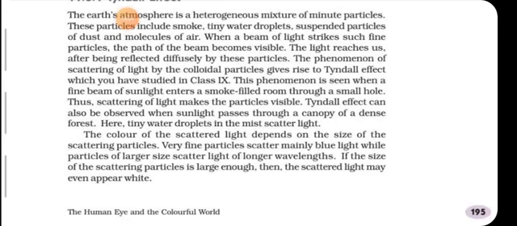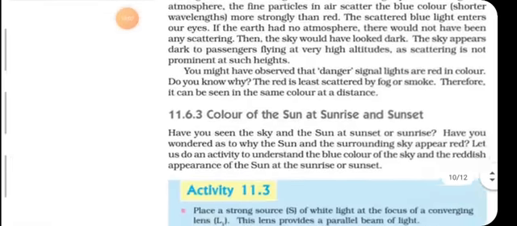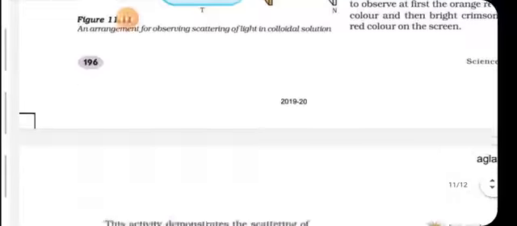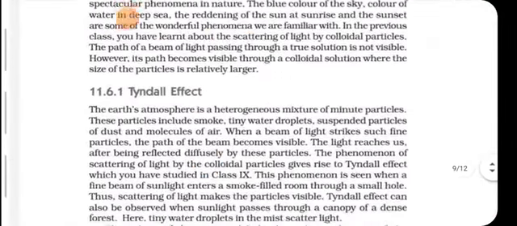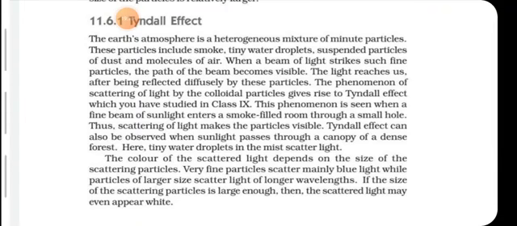Fine, students, I hope you are clear with this. If you have any doubts, please let me know. So this was the Tyndall effect that we studied just now. Let us move on to the next topic.